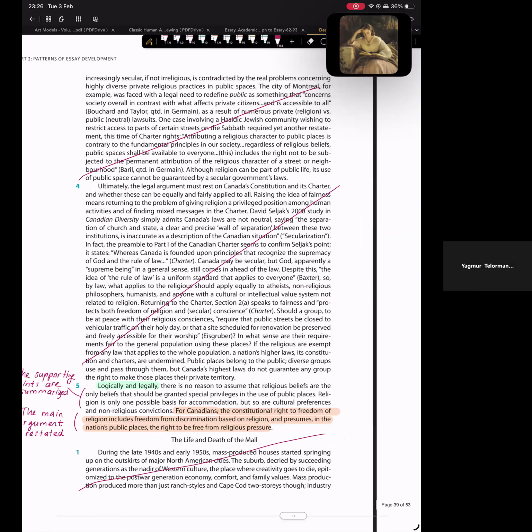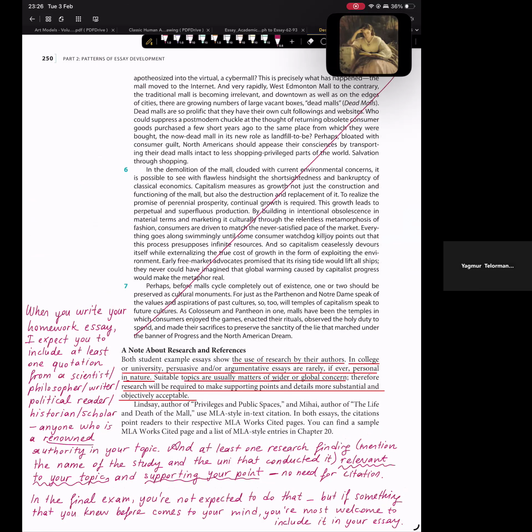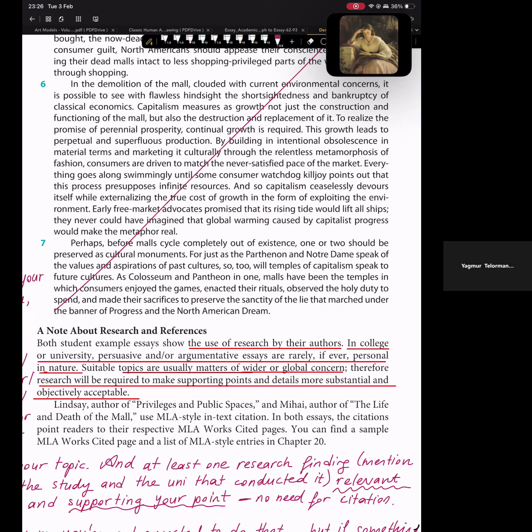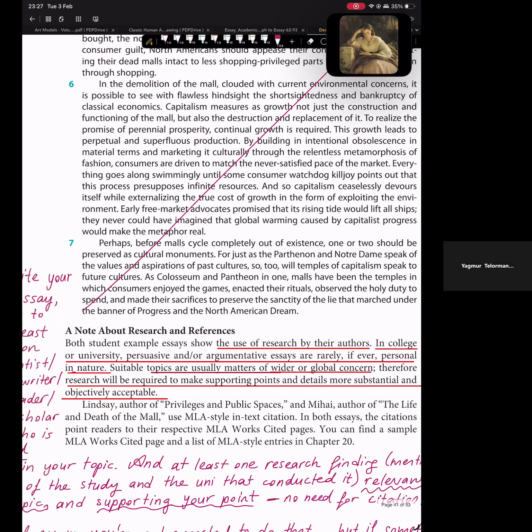Before you write your homework, consider the use of research by the author. In college or university, argumentative essays are not personal in nature, and topics are generally matters of global concern, matters that concern the whole world or a whole country. So research will be required to make supporting points and details more acceptable.